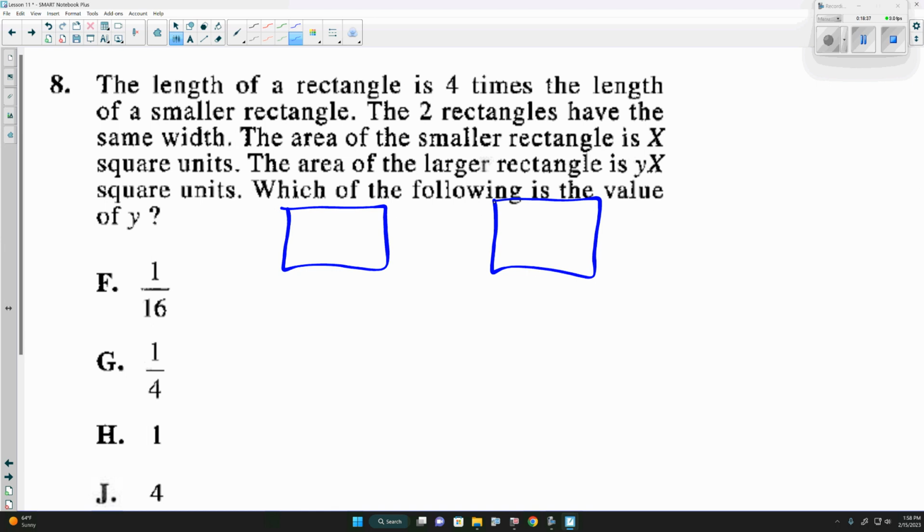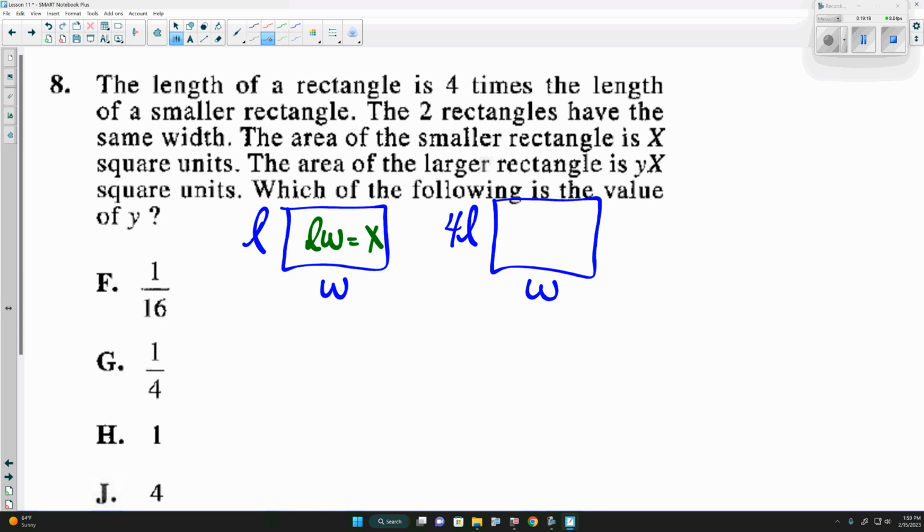So one of the rectangles, the length of a rectangle is 4 times the length of the smaller one. So if we say the smaller one here, length is L, the bigger one is 4 times that amount. And the width for both of these is the same. So what is the area of the smaller? It is just length times width, which would be our x.